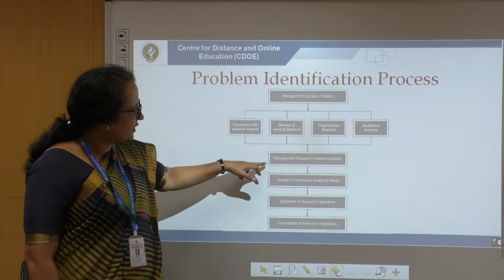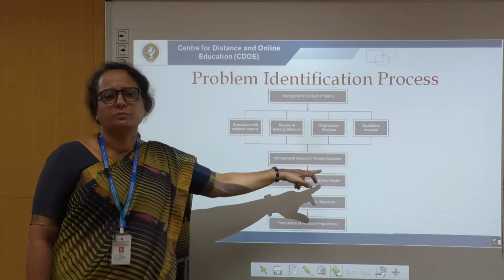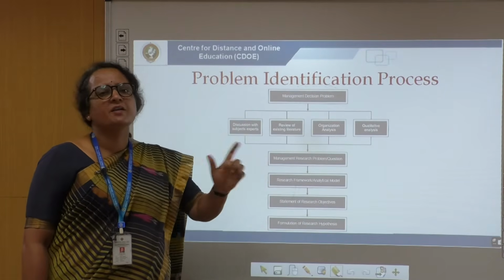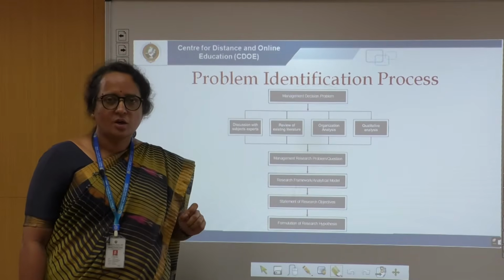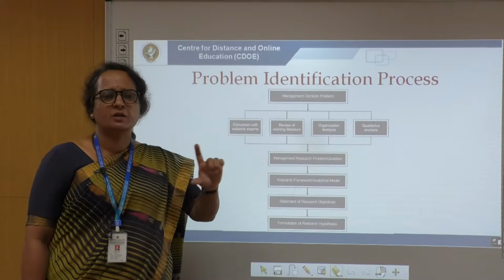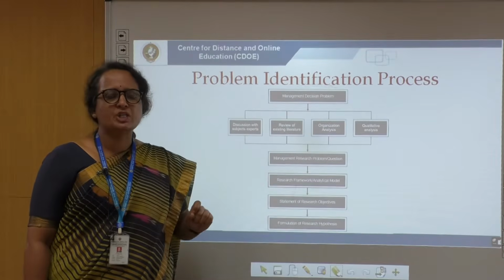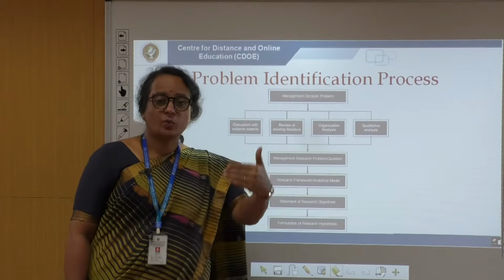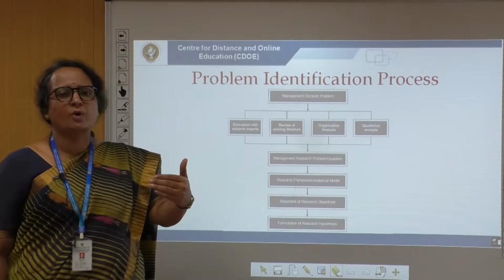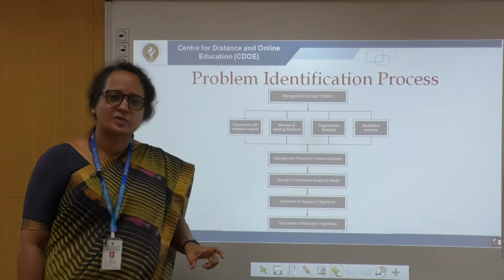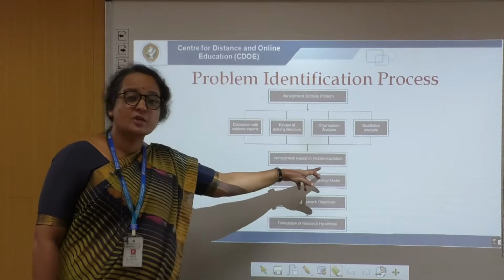After that, they define the research problem. The management research problem will be clearly defined by the researcher. They put the problem statement in clear operational terms. Once the research problem is formulated, they list out various research questions. In order to solve this problem, what do we have to do? A list of questions will be prepared by the researcher. Those are called research questions.